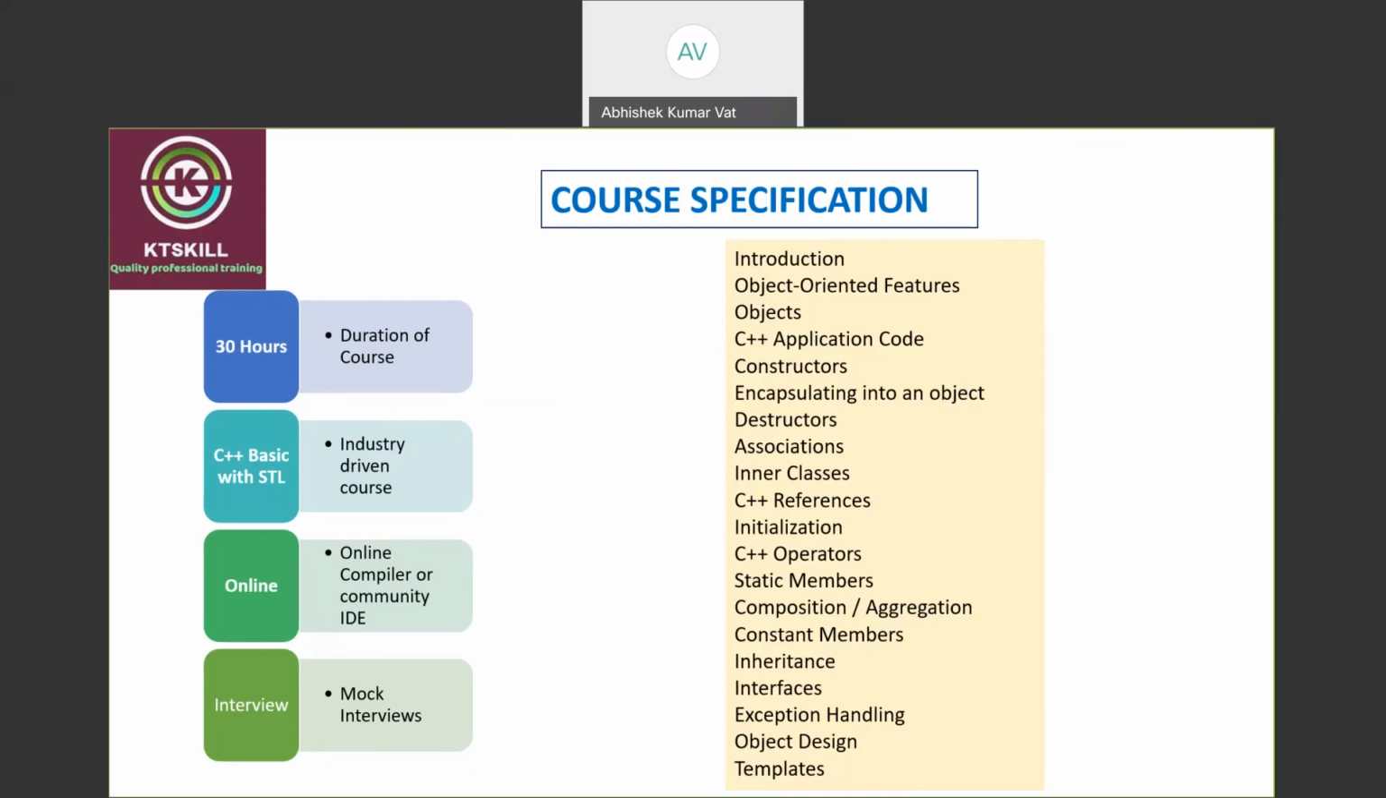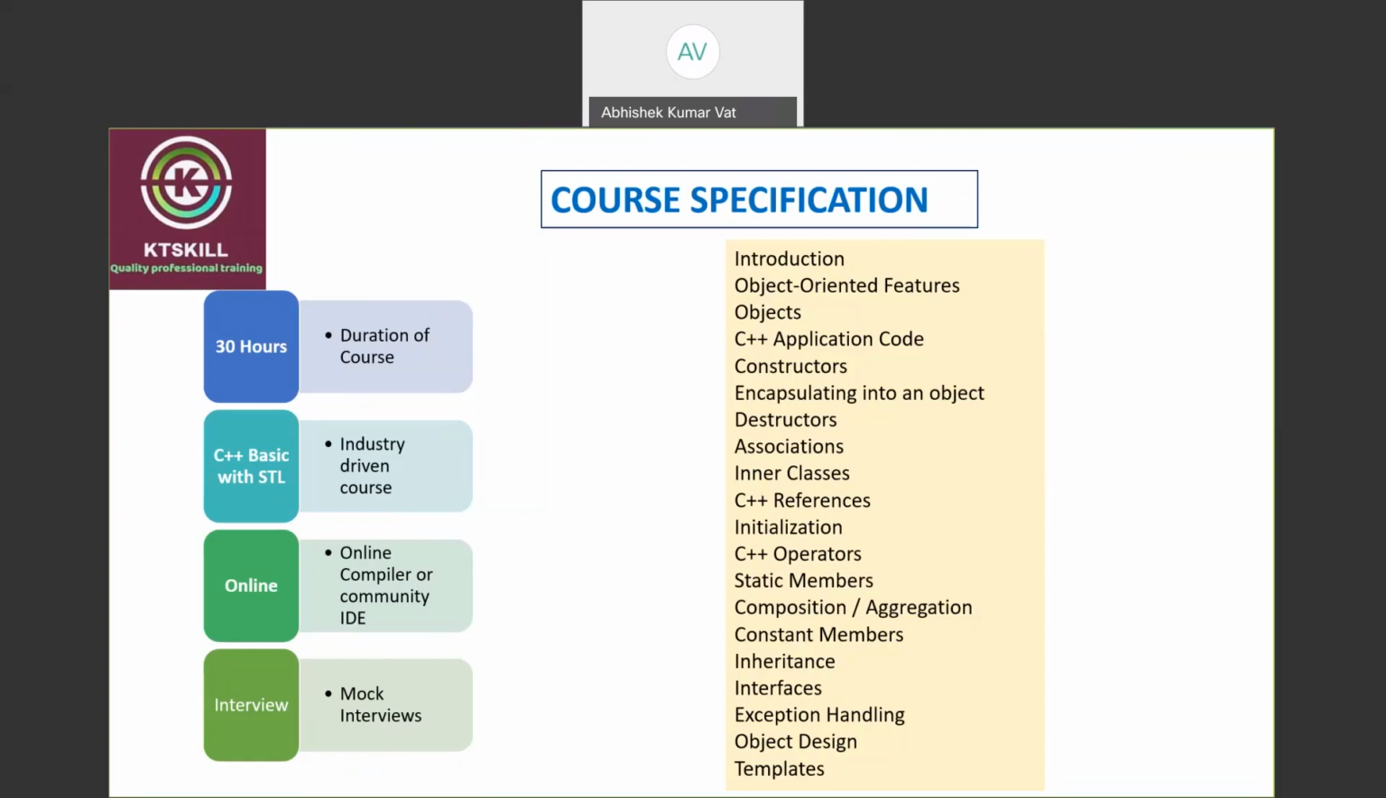What are the prerequisites for this course? There's nothing as such, you should just have basic programming fundamentals. Apart from that, nothing is needed. What is the development environment needed for this course? Again, we don't need any expensive development environment. There are abundant C++ online compilers available, so we can use those IDEs to develop our C++ programs, and we can learn and practice C++.